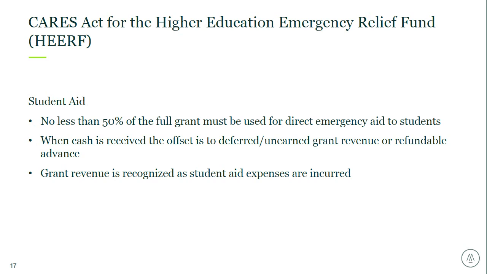directly to the student. When the cash is received by the university, the credit or offset is to a deferred or refundable advanced account. The grant revenue is then recognized as the student aid expenses are incurred. For example, as the funds are being dispersed. While many universities have recognized revenue for this as of June 30, 2020, it is anticipated that many will still continue to recognize more of this funding as revenue in fiscal year 2021.